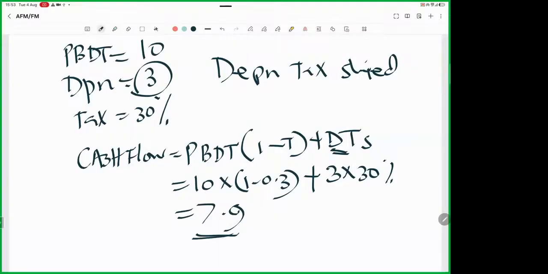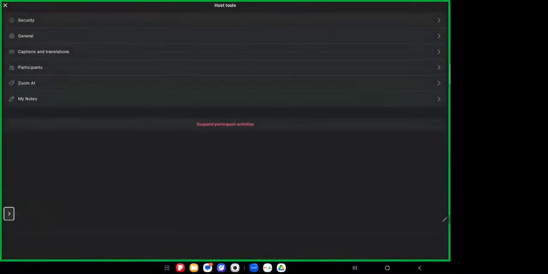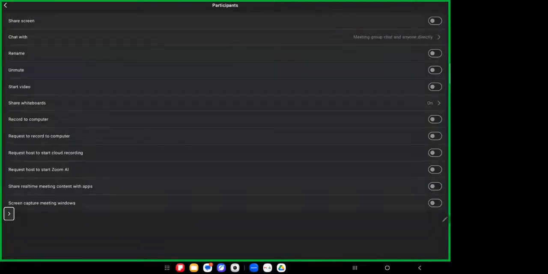7.9. Allow screenshot. Sorry for that. I should be able to allow that really. So host tools, participants, request, share real time. Screen capture meeting window, yes.